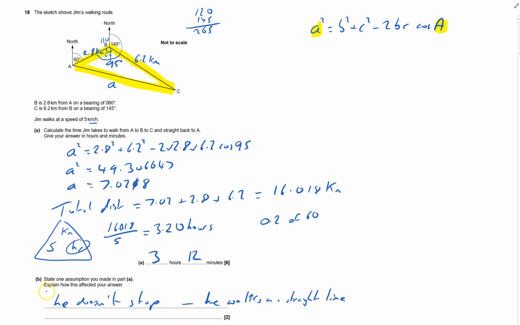And explain how this affected your answer. In this case, I would say if he didn't walk in a straight line, it would take him longer. If he stopped, it would take longer. So 3 hours 12 is an underestimate, because he's likely to have taken longer, because he's likely to have stopped. And that's 18 done.